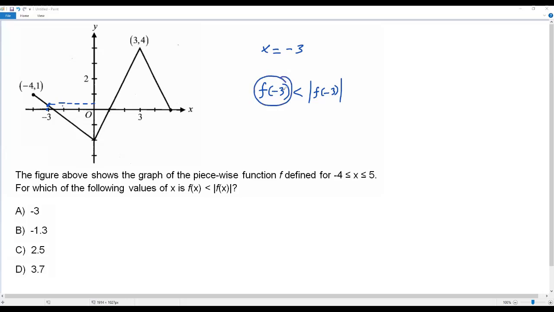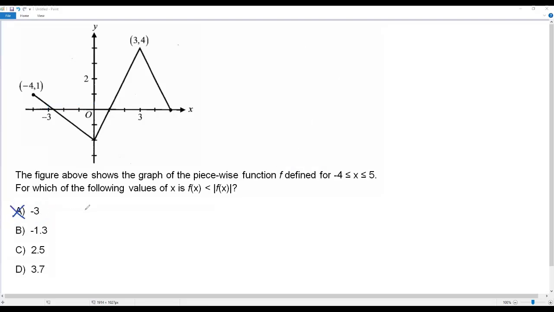So the value of f of -3 is positive 0.3, less than absolute value of f of -3, which is again 0.3. So 0.3 is equal to 0.3. But when I plug in x equals -3 into the given inequality, I am getting 0.3 is less than 0.3. Since both the values are equal, we cannot accept that 0.3 is less than itself. So the value for x in answer choice A does not satisfy this inequality. So option A is incorrect. We can reject option A.